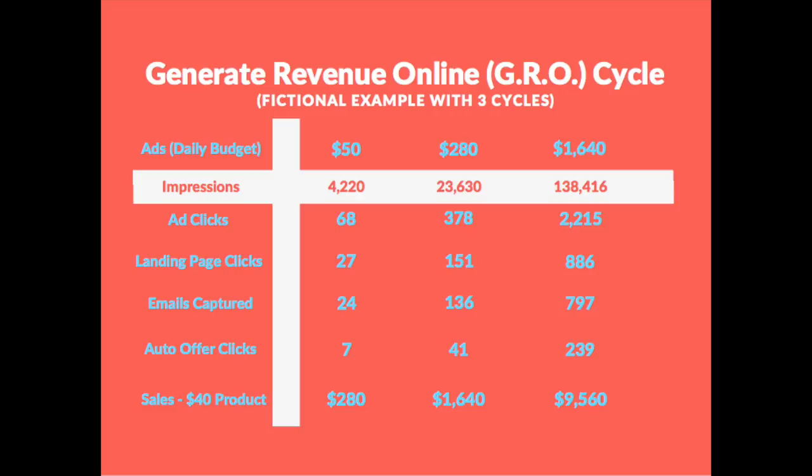Now, the last line, I'm giving you more information. So let's say the product costs $40. You spent $50 on an ad, and the whole point was to build an email list of potentially interested people to send a sales pitch to, to convert people to buy your $40 product. Now, with this system, you spent $50 and you made $280.